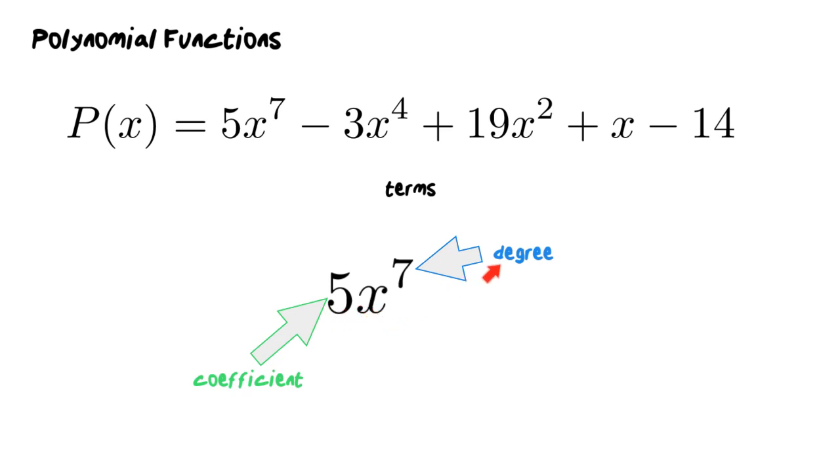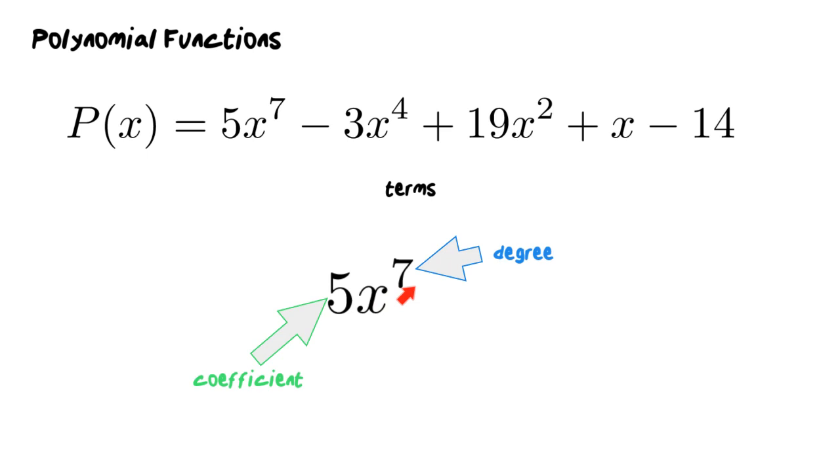The other is the so-called degree. So the degree is the power of the x. So we would say that the degree of this term is 7. This is a 7th degree term, we would say. So coefficient is the number in front multiplying, and the degree is the power of x.